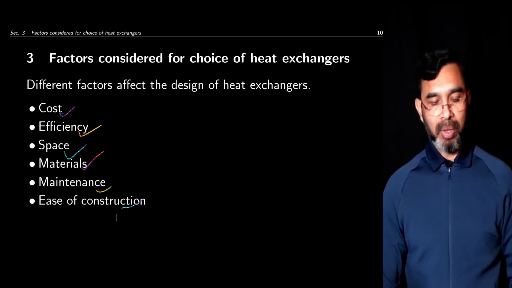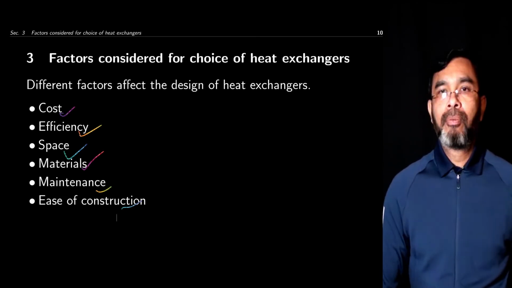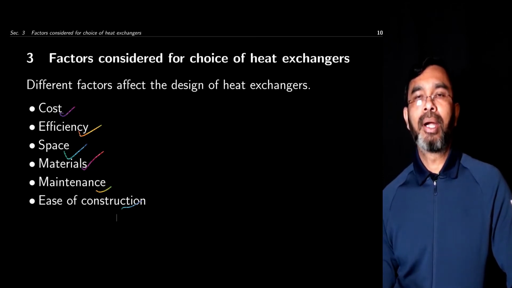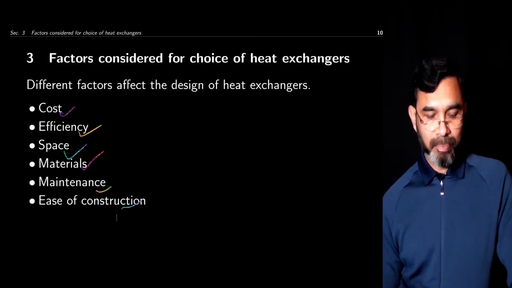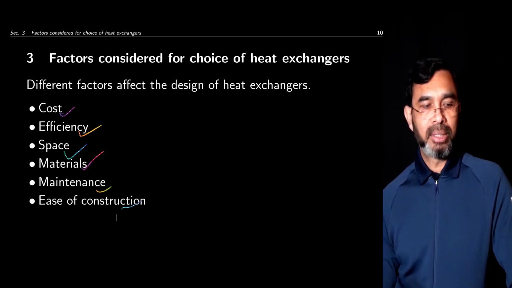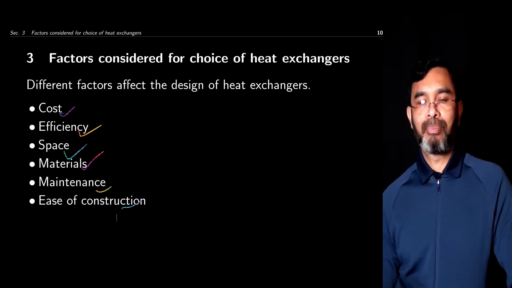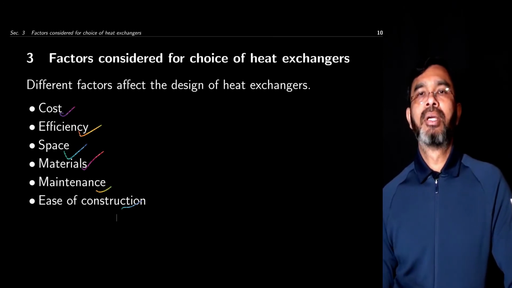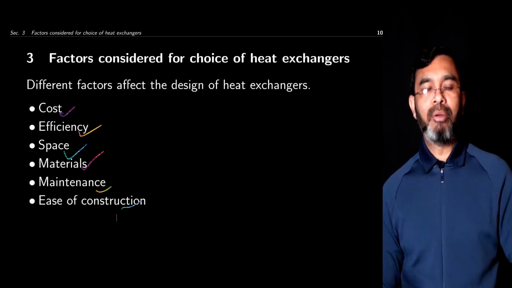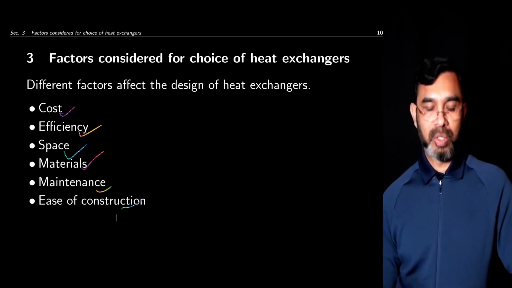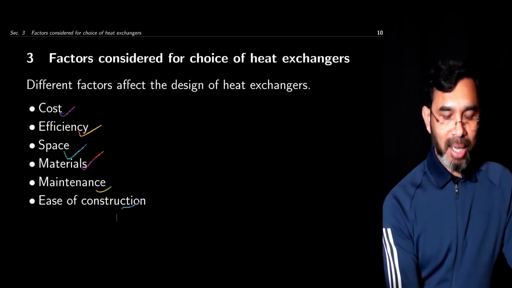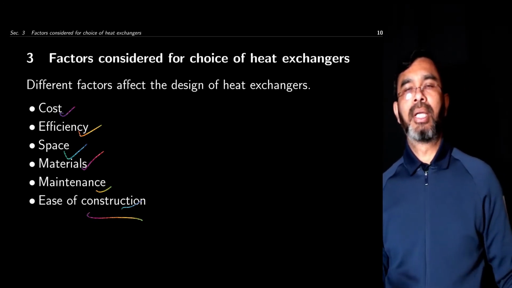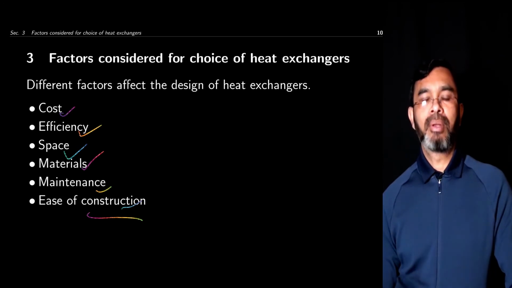The materials become important simply because many fluids may be corrosive, or there may be other factors that will require special types of materials. And maintenance also is important. If the heat exchanger is a part of a big system, how often do you need the maintenance? Because in many cases, due to the maintenance, the entire unit needs to be shut down. So that's an important issue. And finally, the ease of construction. In many cases, complex heat exchangers are avoided in favor of simple design.